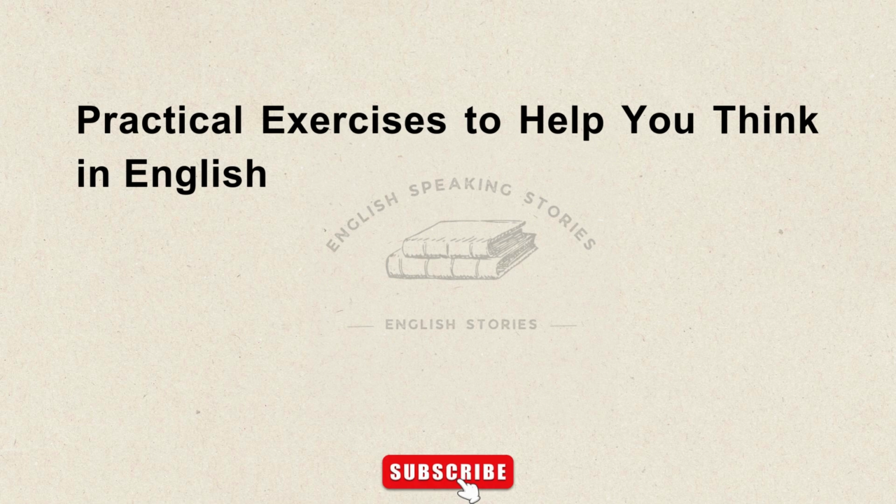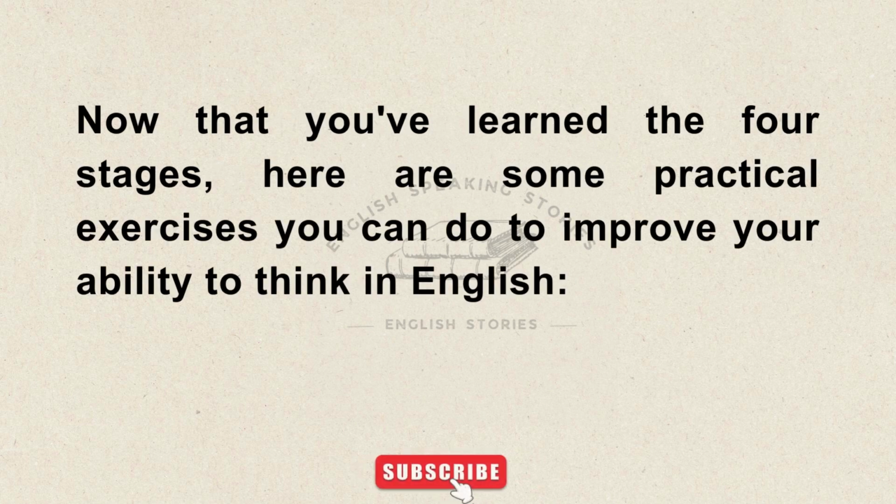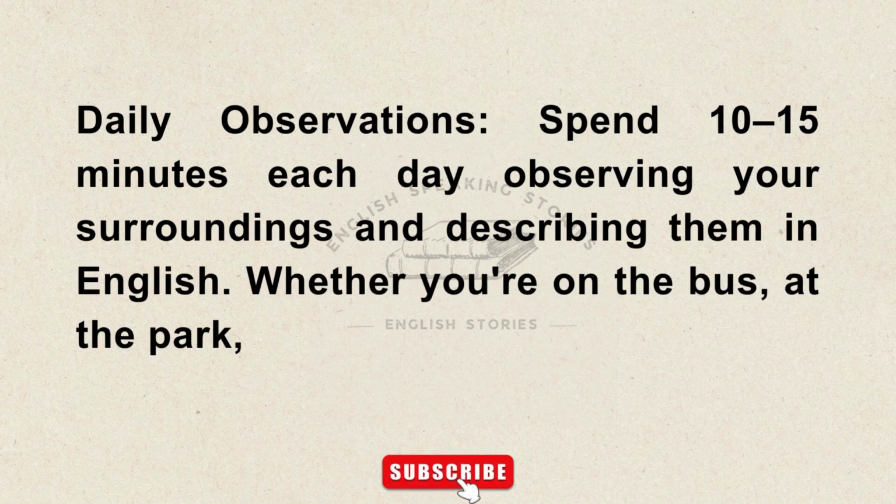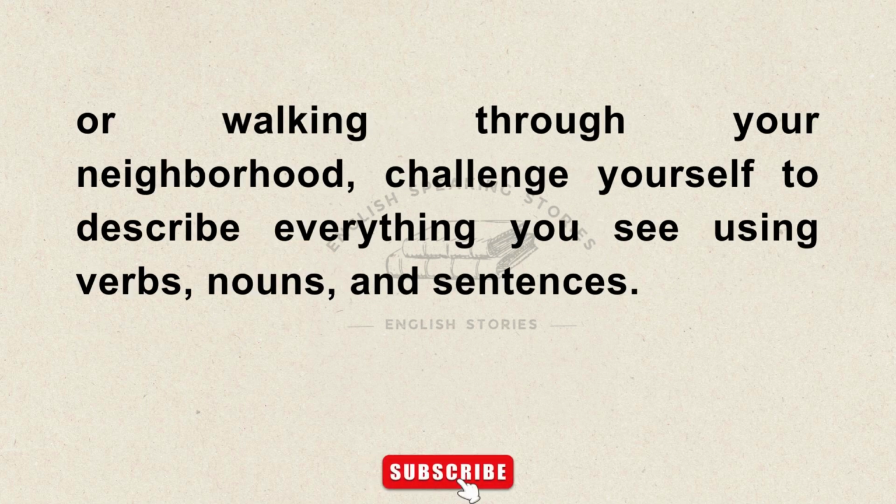Practical exercises to help you think in English. Now that you've learned the 4 stages, here are some practical exercises you can do to improve your ability to think in English. Daily observations. Spend 10 to 15 minutes each day observing your surroundings and describing them in English. Whether you're on the bus, at the park, or walking through your neighborhood, challenge yourself to describe everything you see using verbs, nouns, and sentences.